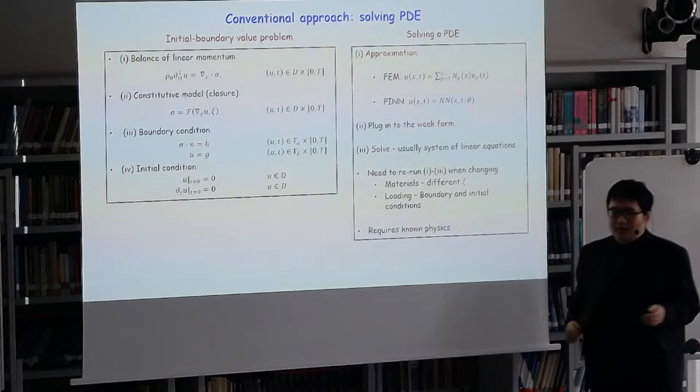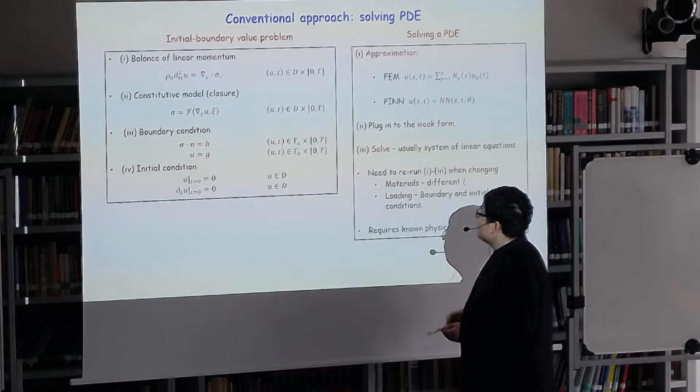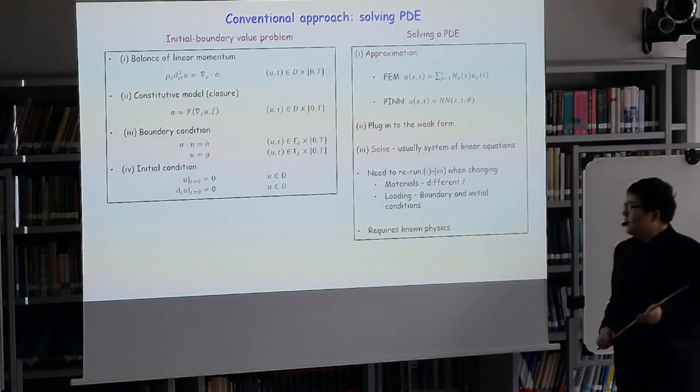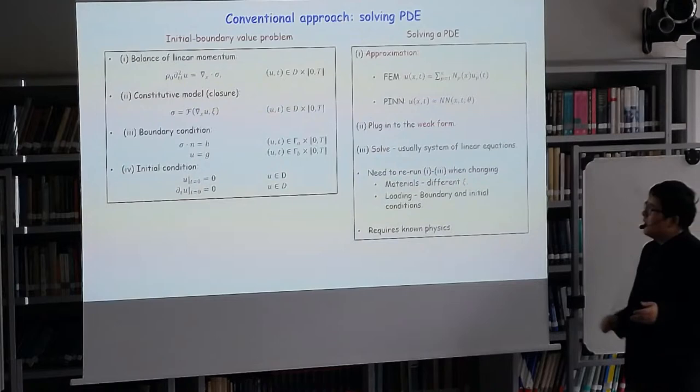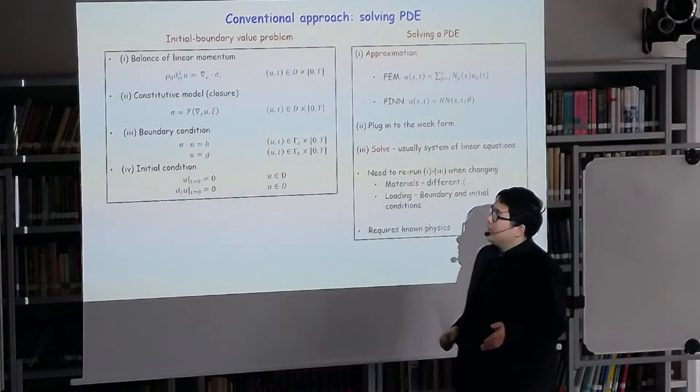And similarly, if I change my boundary conditions or I change my initial conditions, I need to go through this again, so just solve it again. And of course, another kind of drawback is that we need to know the physics.